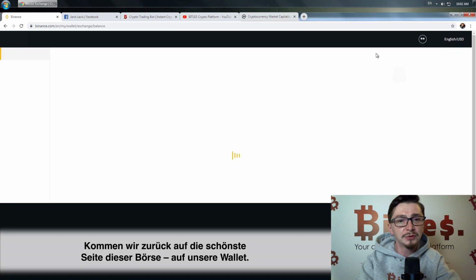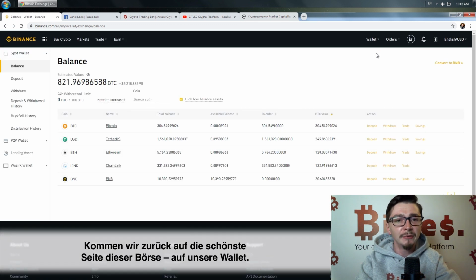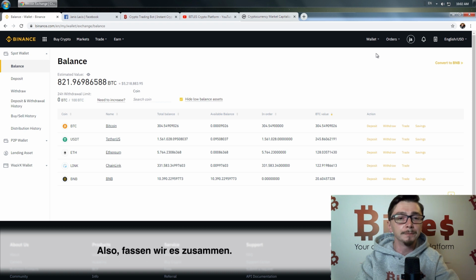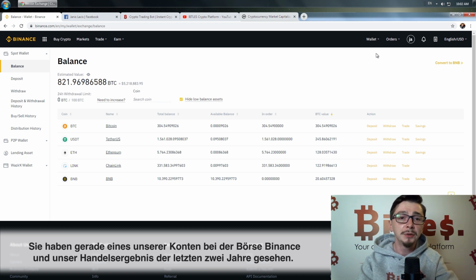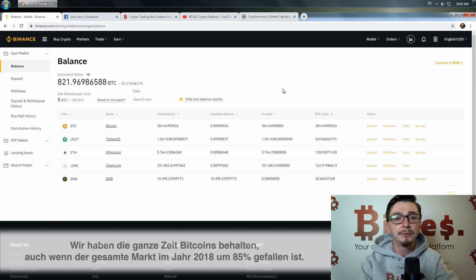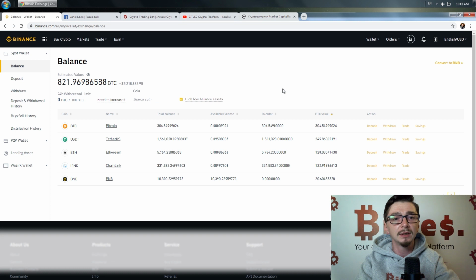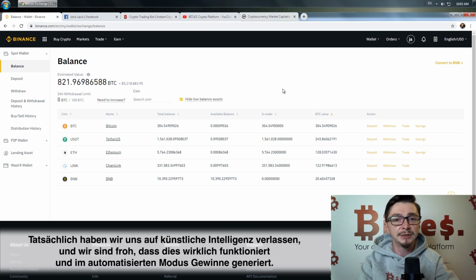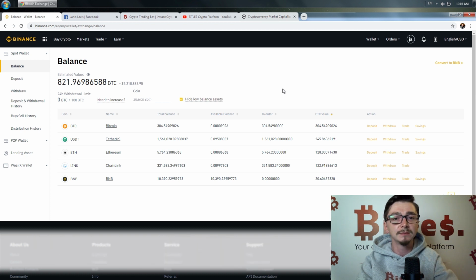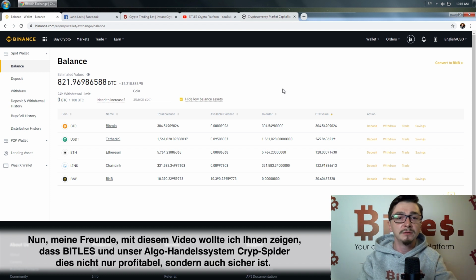Let's get back to the most beautiful page of this exchange, to our spot wallet. So, let's sum it up. You have seen one of our Binance accounts, our balance, and our result for 2 years. We earned Bitcoin even during the time when the whole market had been crashing over the period of a year. We in fact relied on artificial intelligence, and we are happy that this in fact works and generates profit in automated mode. Well, my friends, with this video I wanted to show you that BITLES and our algo trading system Cryp-Spider is not just profitable, but also safe.